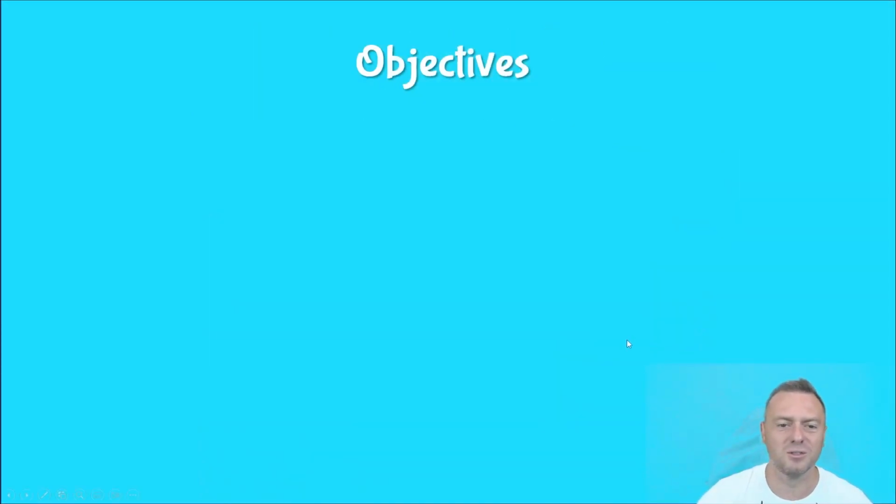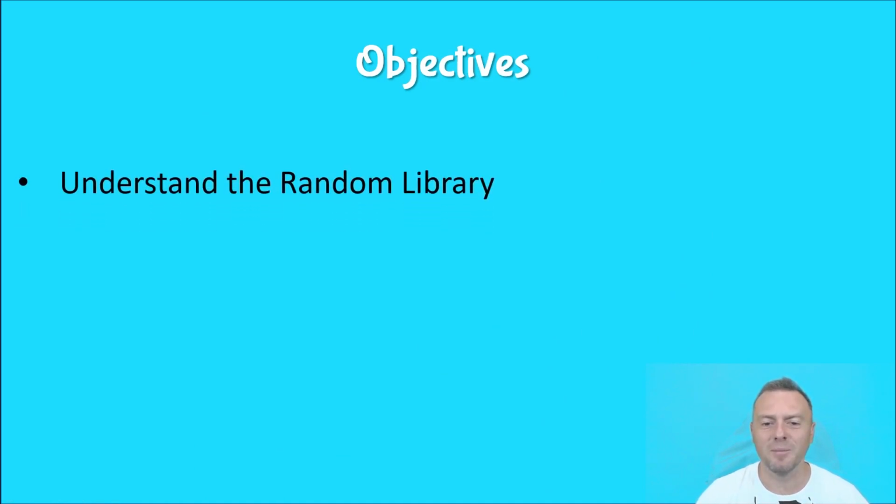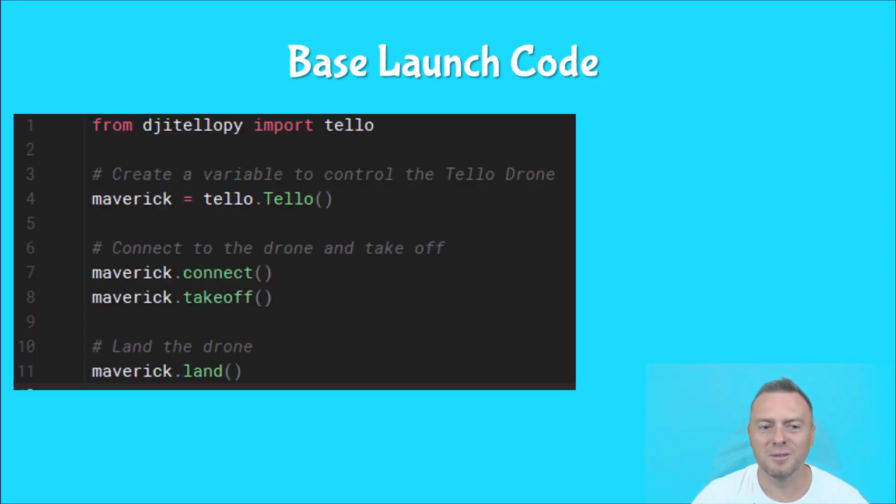There are two objectives we need to follow today. First of all, we need to understand the random library, which allows us to assign a random number. In this case, we want to go left or right, so there are two choices, and we need a random number of either 0 or 1 to make that choice. We then want it to follow an if-else statement, which is like a fork in the road. You're either going to go left or right based on the statements you write. This code is based on the original one that we've covered before.